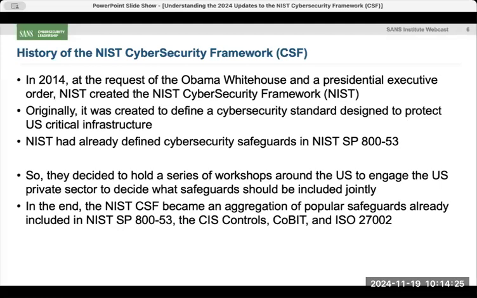Well, NIST actually held a series of workshops. They went around the US and held a series of different workshops so that NIST and the federal government could engage the private sector to decide which safeguards really should be included in this new standard. And in the end, what they basically decided to do was they said, we're going to pull together the things that already exist.